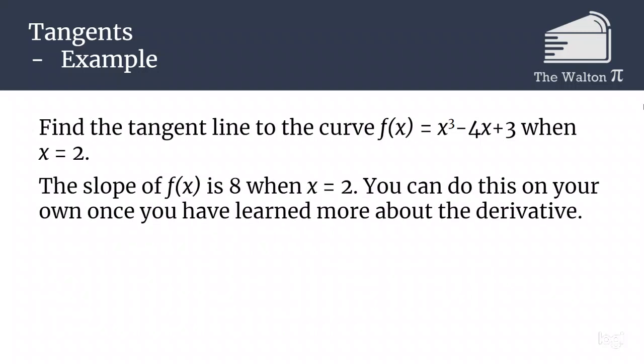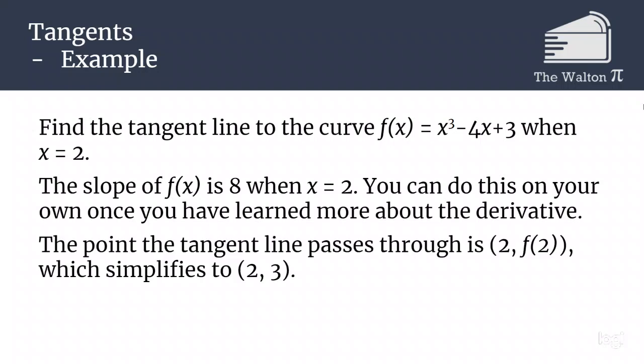So to work this out, I'm just going to provide you what the slope of the curve is at x equals 2. Once you know more about the derivative, you can do this on your own. So the point where the tangent line will pass through the curve is going to be x comma f of x, so 2 comma f of 2. If we evaluate what f of 2 is, it's going to just be 3, so it's going to pass through the point (2, 3).